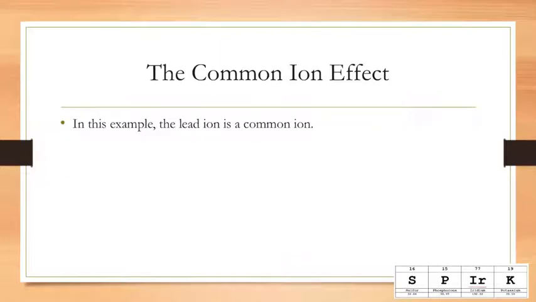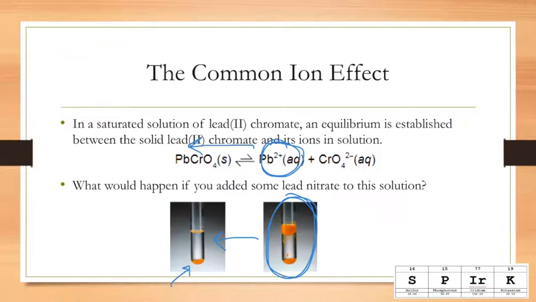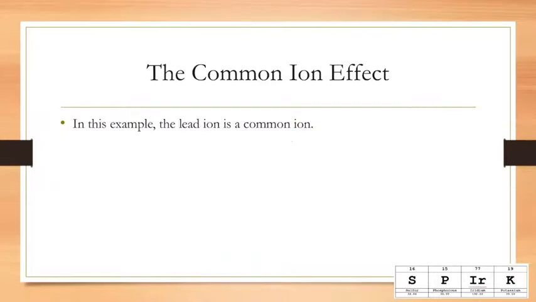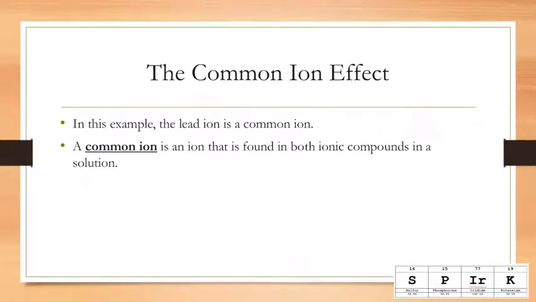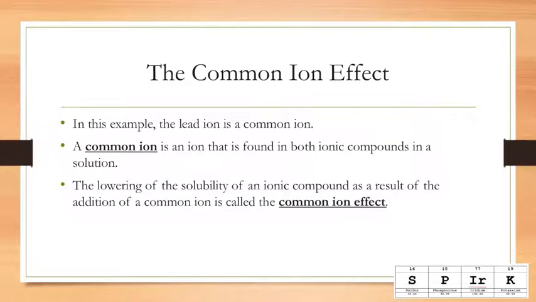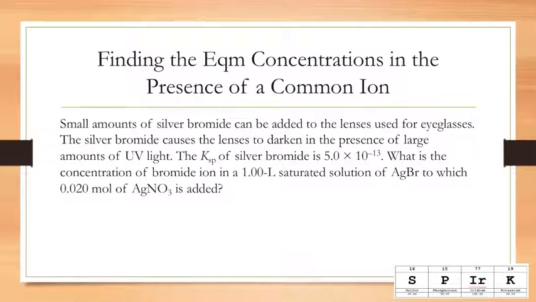In this example, the lead is the common ion between the lead II nitrate and the lead II chromate. A common ion is an ion that is found in both ionic compounds in a solution. The lowering of the solubility of an ionic compound as a result of the addition of a common ion is called the common ion effect. So let's find the equilibrium concentrations in the presence of a common ion.